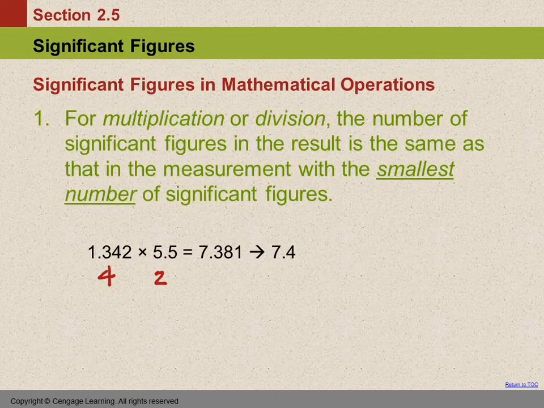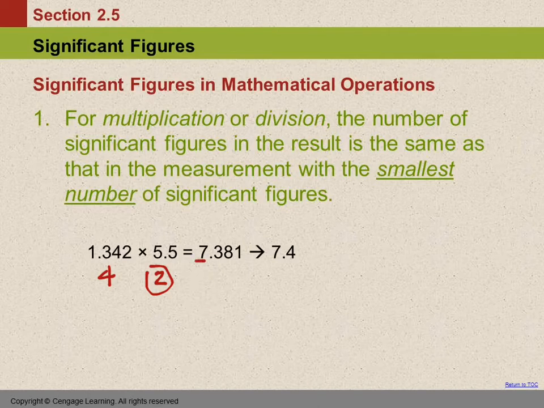Which number is smaller, 4 or 2? 2. That's not tricky at all. This is the smallest number. That's all we're doing. We're taking the smaller number of sig figs, and that means we're going to round this answer to 2 significant figures.